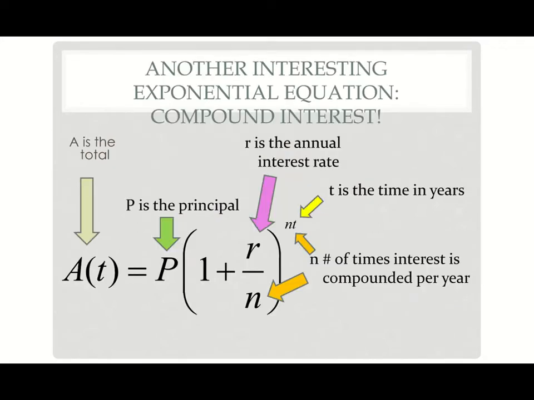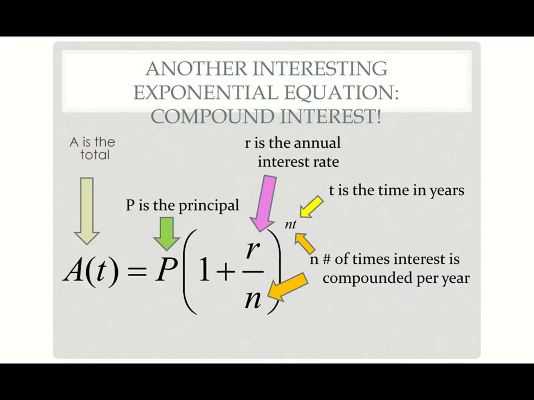So this is still an exponential equation. However, it is tweaked slightly to be compound interest. So if you look here, we still have our total, our final value, here, what it equals. P is our principal, because we're talking about compound interest, we're talking about money, so we have it as our principal, but it's still just our initial value here. This is going to be our multiplier.